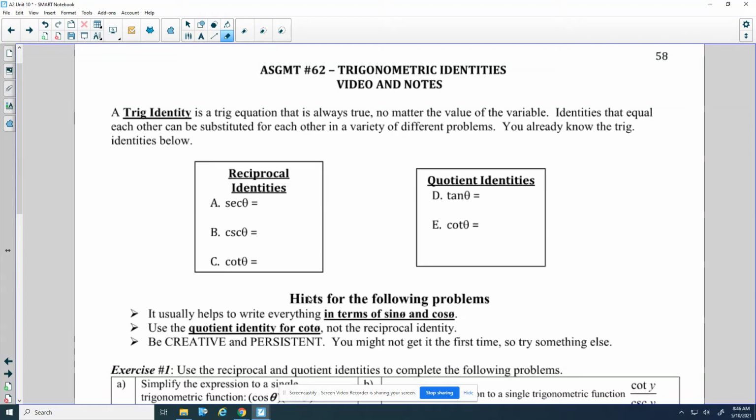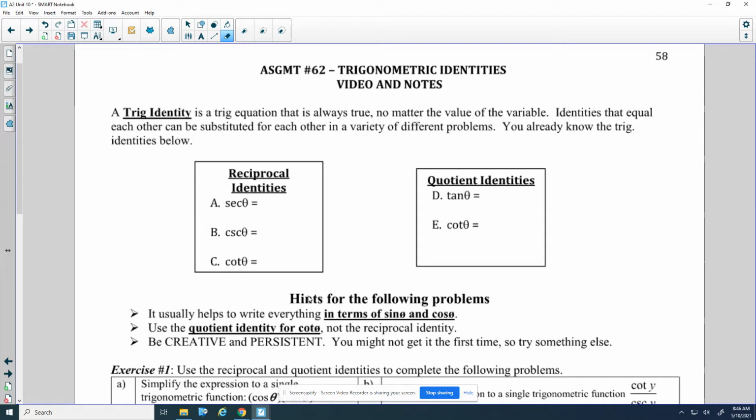So we're going to start to look at a different way to work with trig, and that's with identities and simplification. So first off, a trig identity is a trig equation that is always true no matter the value of the variable. Identities that equal each other can be substituted for each other in a variety of different problems. You already know the trig identities below.